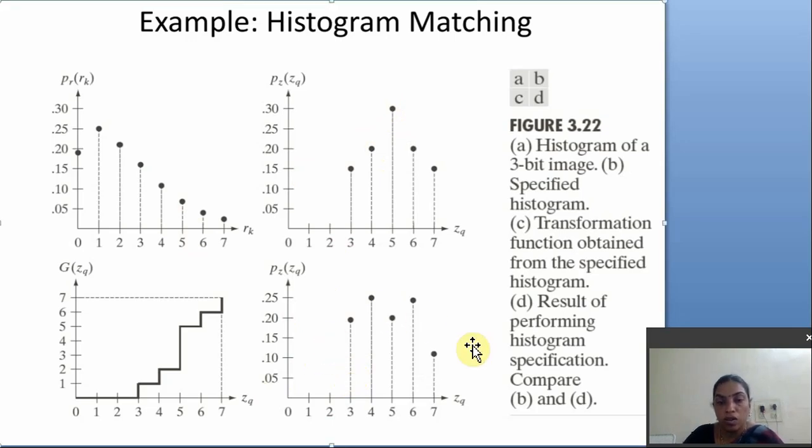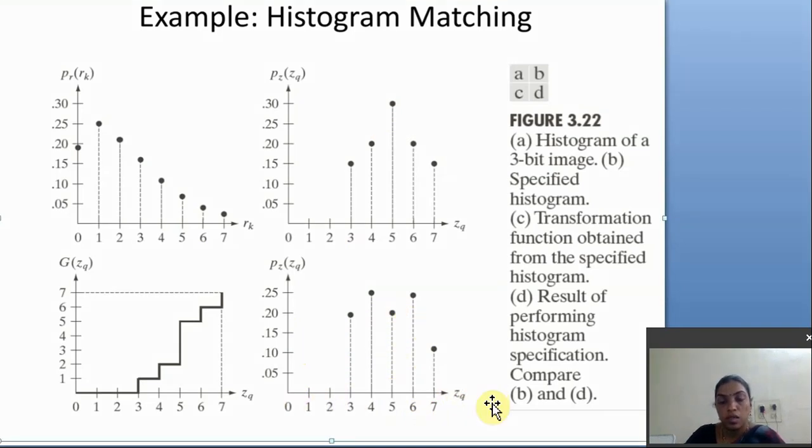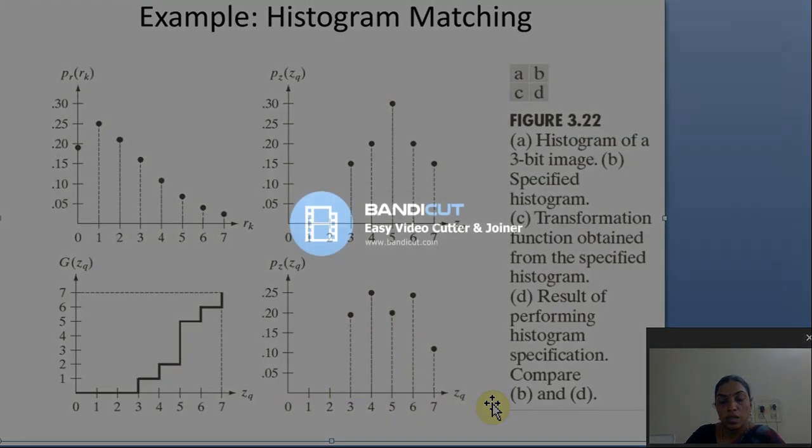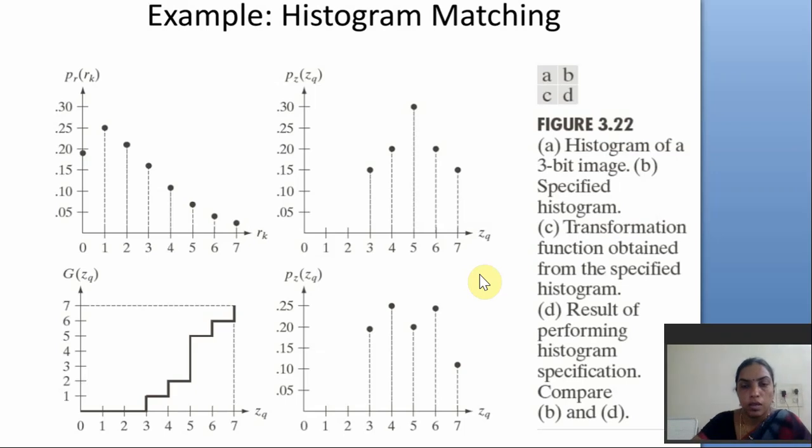So here, how can you draw this one? Here see this, right? After mapping between the S and Z, you should draw this one. Okay, so here see this. To draw the histogram result of performing histogram specification, what is figure D here? So this is the actual enhanced image histogram, right?